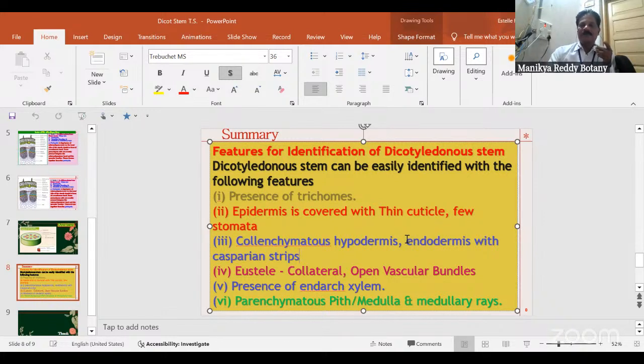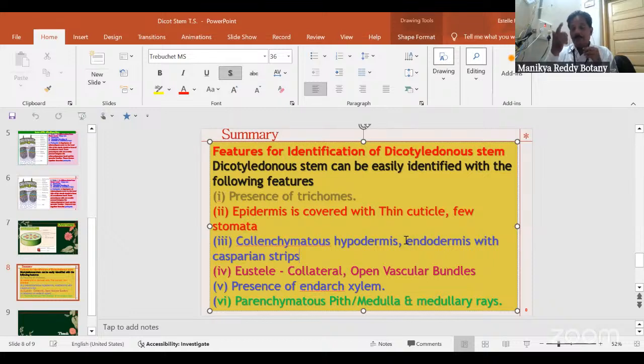A large amount of starch grains will also be present in endodermal cells. That's why this endodermis in dicot stem is also called as starch sheath. Intercellular spaces are absent in endodermis. And it is like a sheath around the stele.